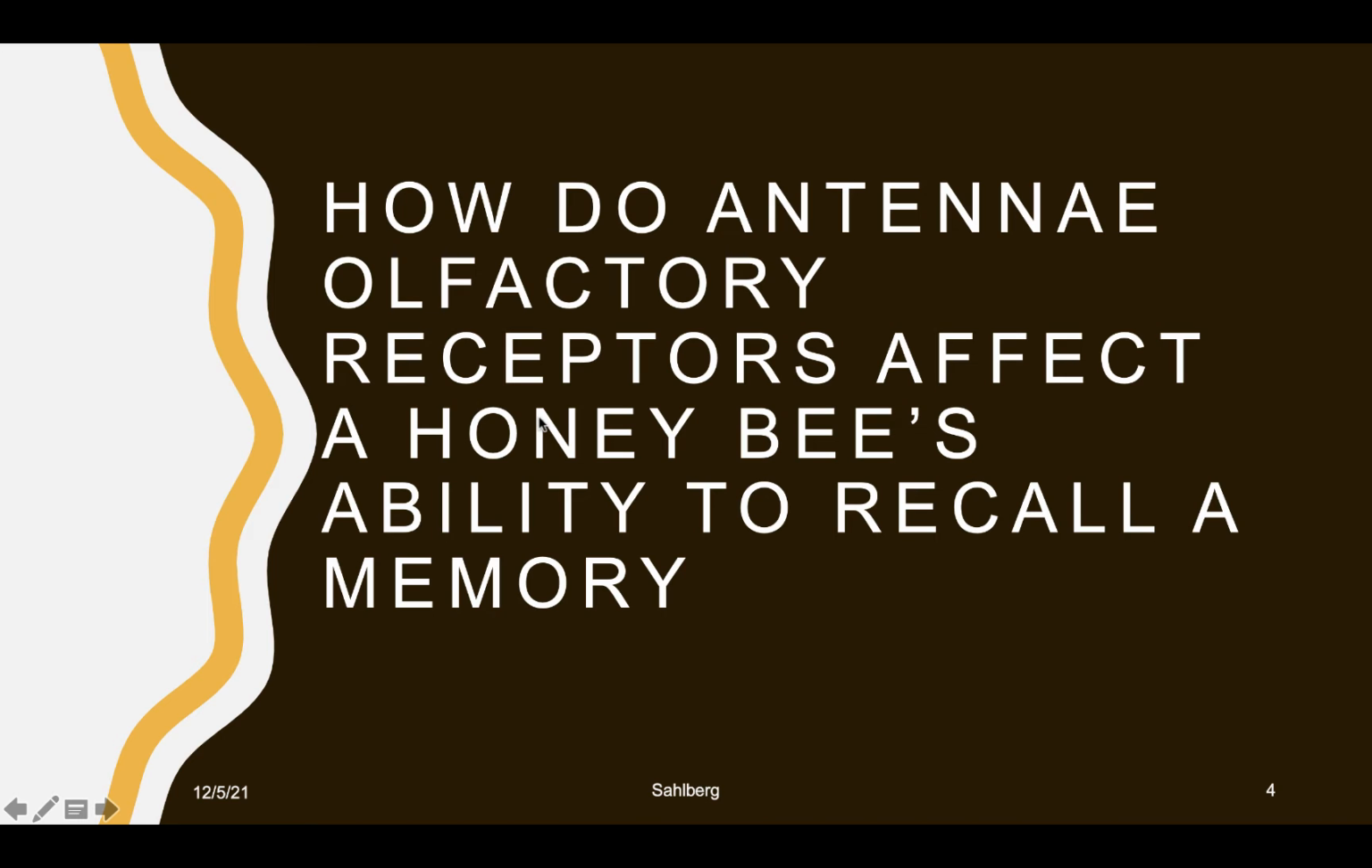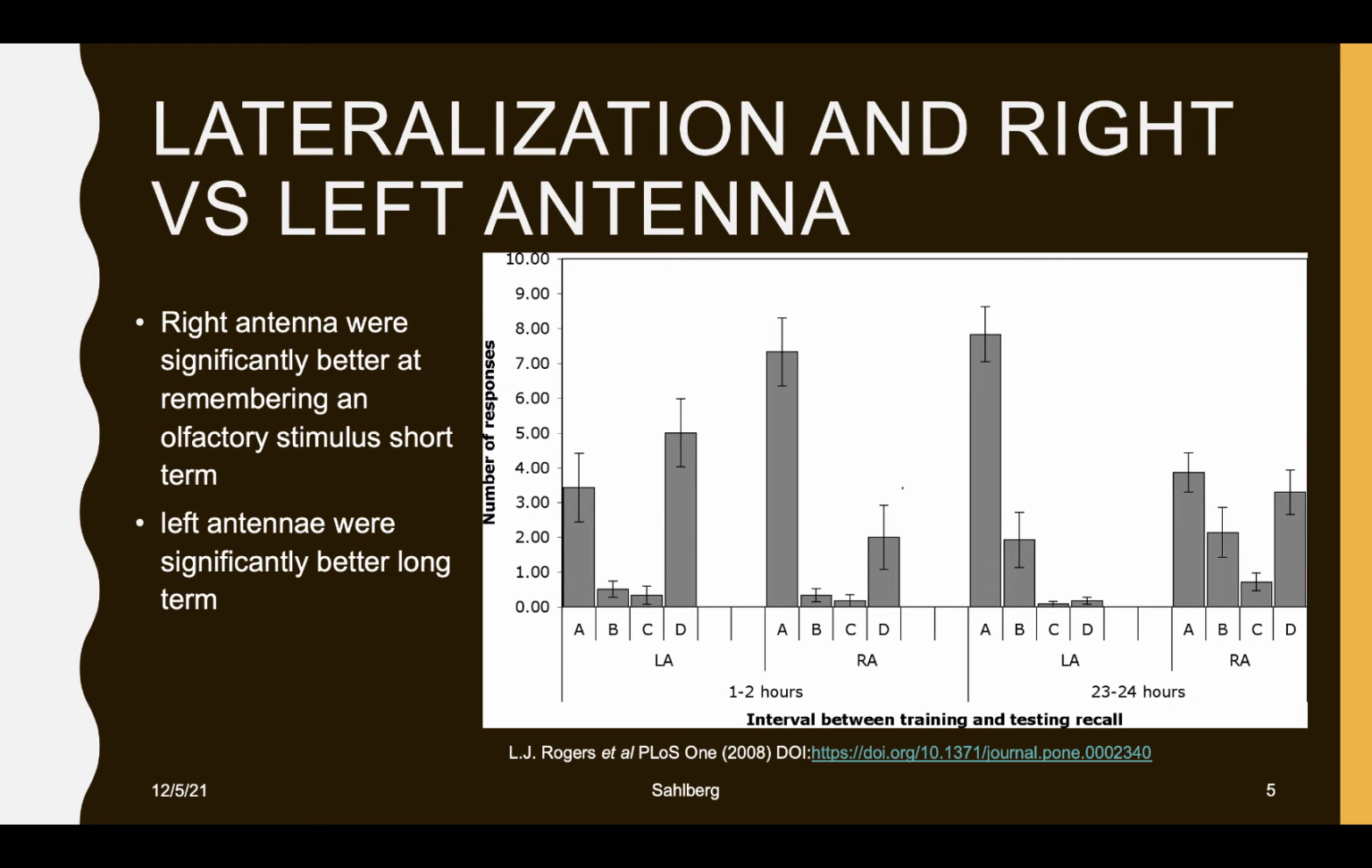This leads to the question, how do antenna olfactory receptors affect a honeybee's ability to recall a memory? One of the first questions scientists had was whether or not there was a difference between right antenna and left antenna olfactory receptors when forming a memory. To measure this, bees were trained using both antenna with a lemon plus sucrose solution being the positive stimulus, and a vanilla plus saturated saline solution as the negative stimulus.